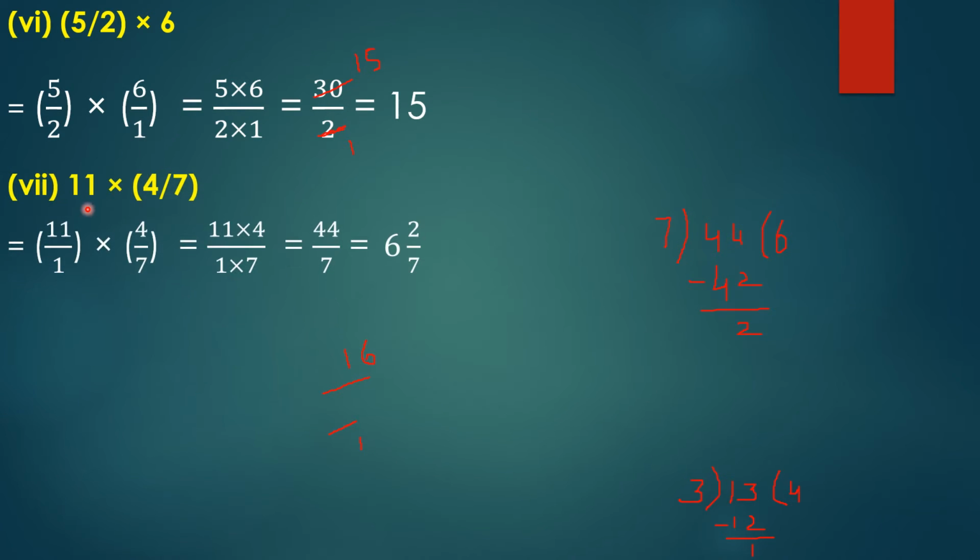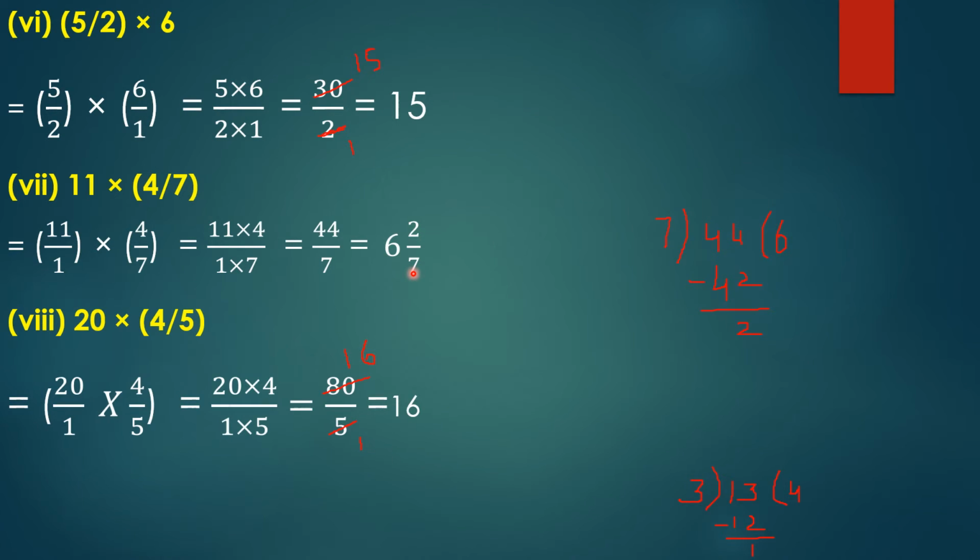And the next one, 11 into 4 by 7. Now 11 can be written as 11 by 1 into 4 by 7, which is equal to 11 into 4 divided by 1 into 7. What is 11 fours? It is 44 divided by 7, which is equal to 6 2 by 7. That is the mixed form of the given fraction, because 7 sixes are 42, 42 plus 2 is 44, so this is nothing but 44 by 7.